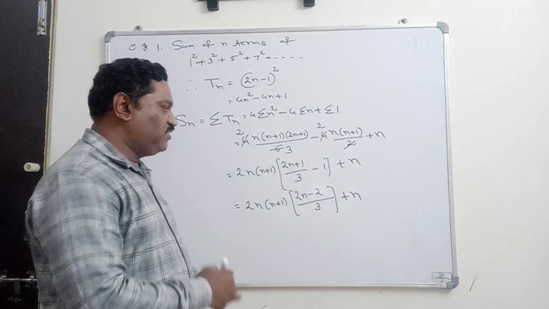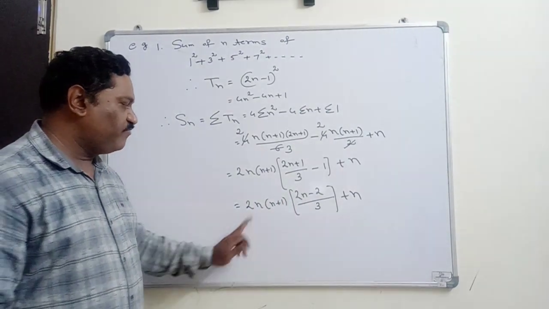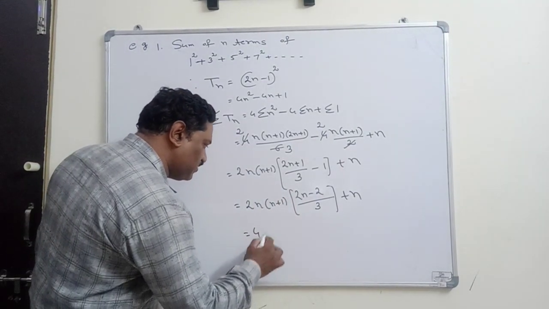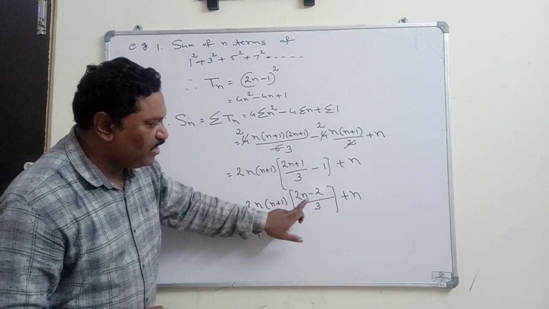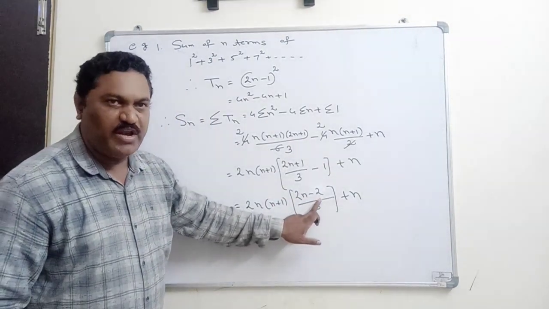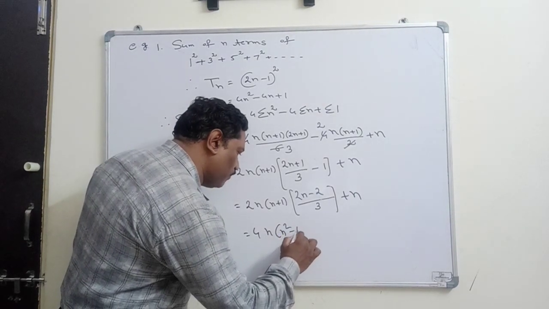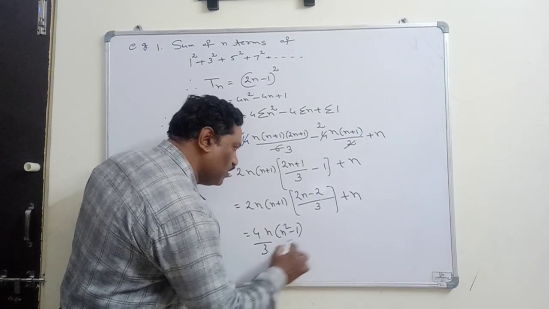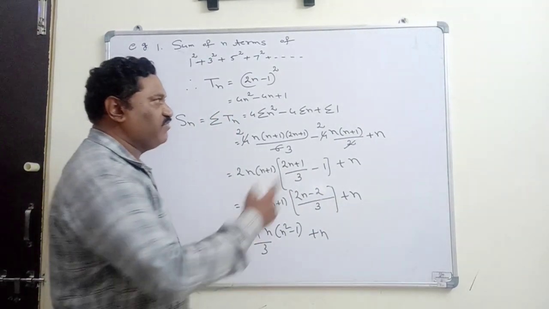Again to simplify this, from these two terms I can take the 2 common, then 2 into 2 become 4, this is 4 times n into n plus 1 into, if it is the 2 common here, the remaining becomes n minus 1. So n minus 1 into n plus 1, that becomes n square minus 1 by 3 plus n will be there. Again to simplify this, I will write the remaining here.